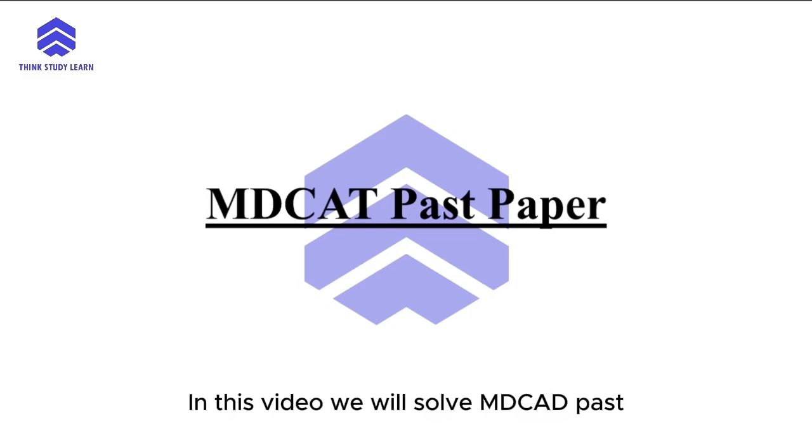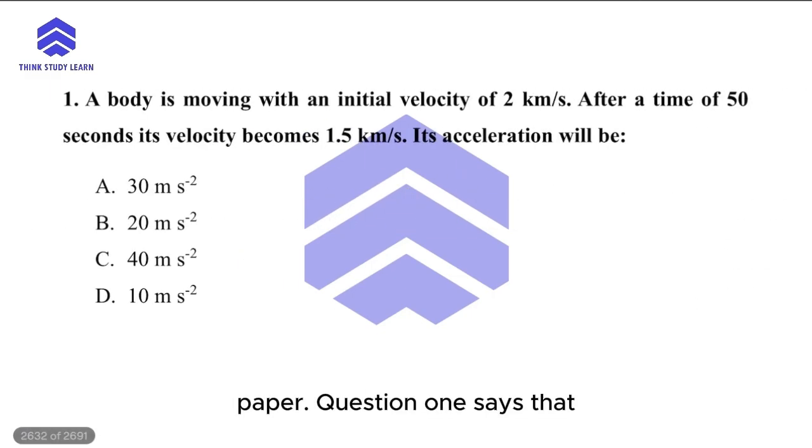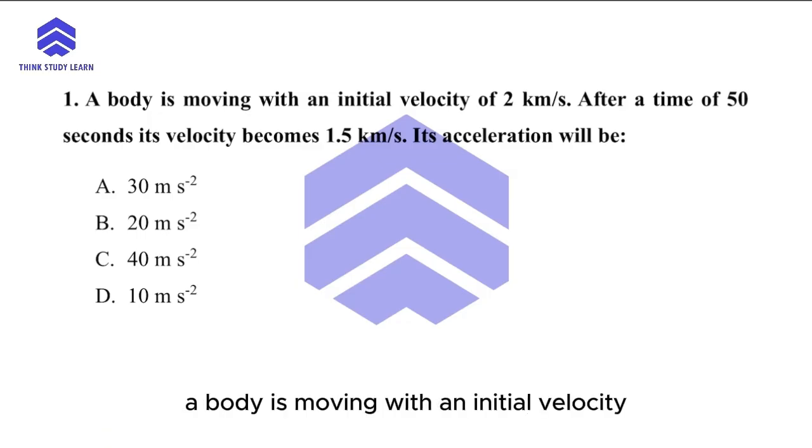In this video, we will solve MDCAT past paper. Question 1 says that a body is moving with an initial velocity of 2 km per second. After a time of 50 seconds, its velocity becomes 1.5 km per second.